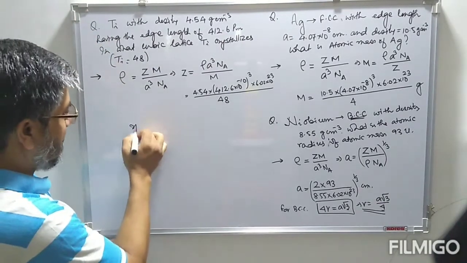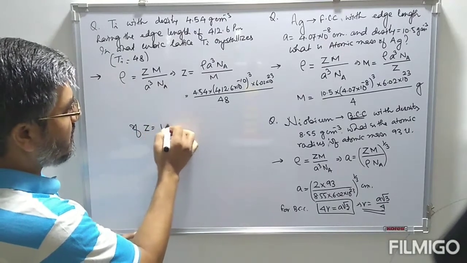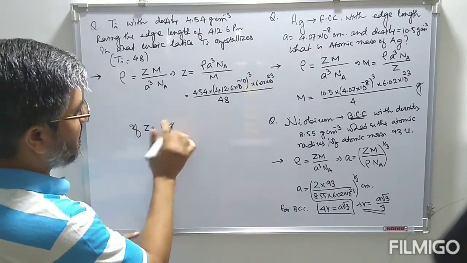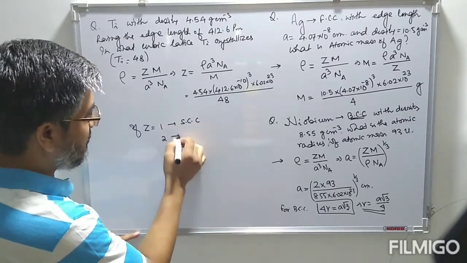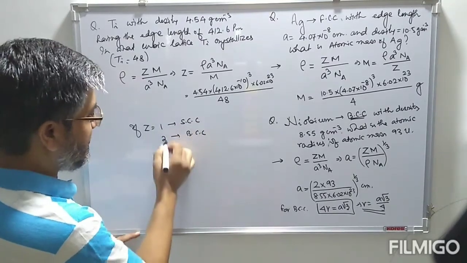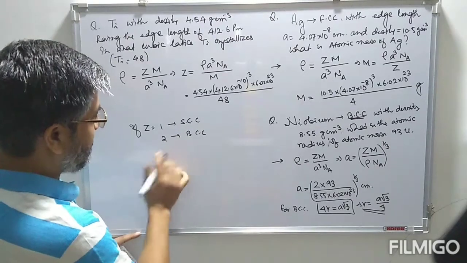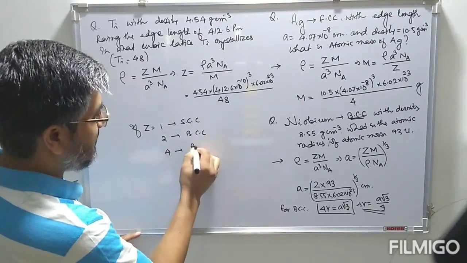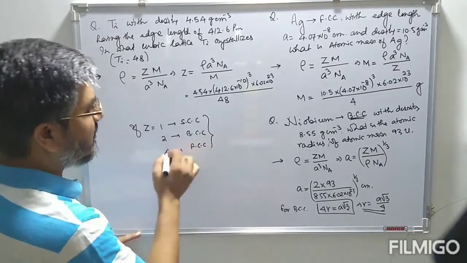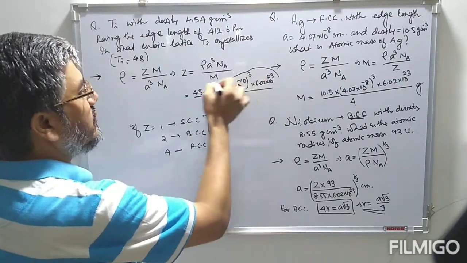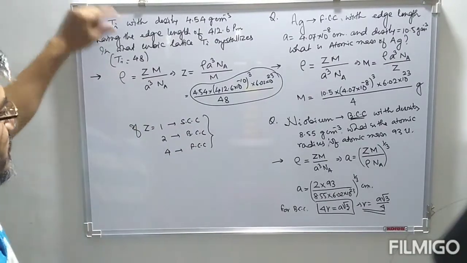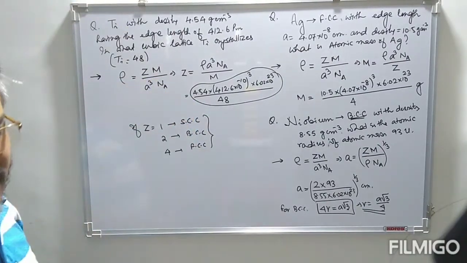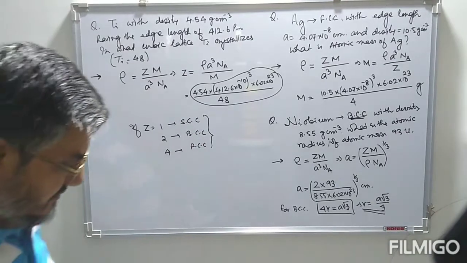So depending on the value of Z, we'll classify the cubic crystal in which titanium crystallizes. So look at this. If Z equals 1, that is simple or primitive unit cell. If Z equals 2, then this is BCC. If Z equals 4, then this is FCC. So depending on the value of Z, we will classify whether this titanium falls in simple, BCC or FCC.